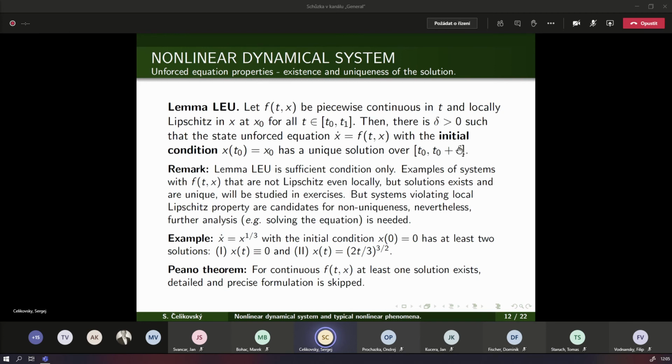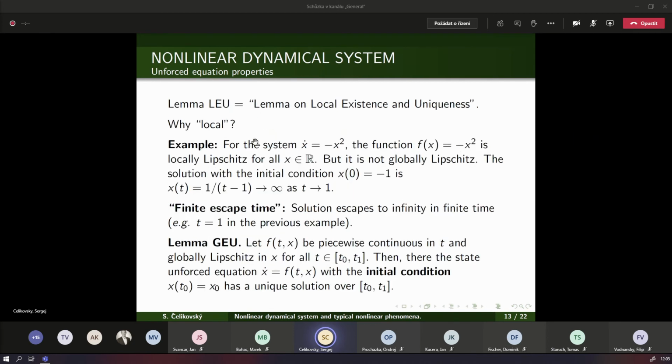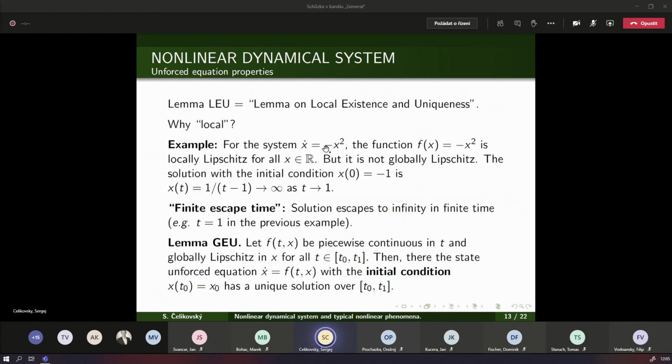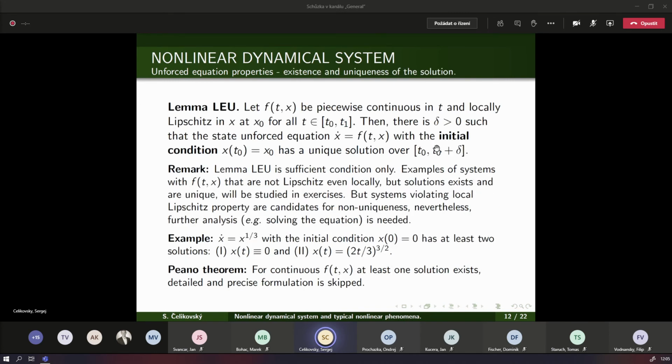Locally with respect to future. Yeah, delta is like this future horizon. So now you can see an example: x dot equals minus x squared. This function is locally Lipschitz for all x from R. So now we can apply this lemma, and for this equation, whatever initial condition you fix, there always exists a unique solution on some time interval.